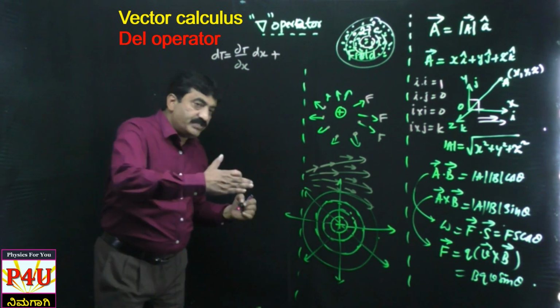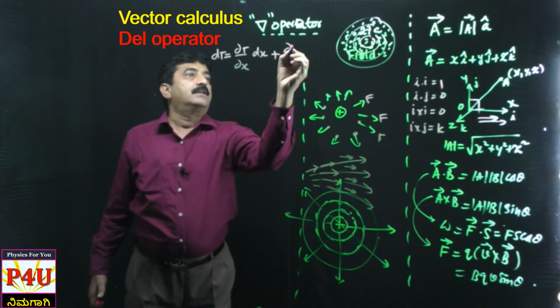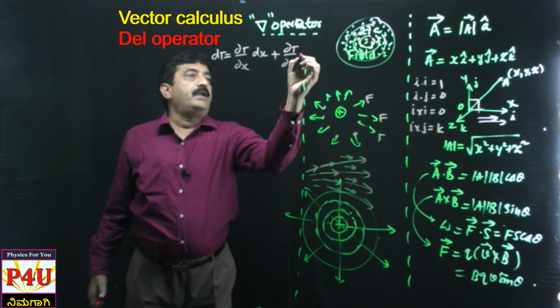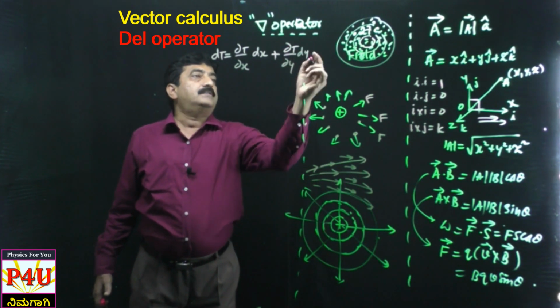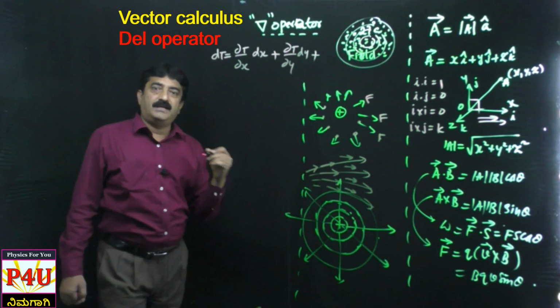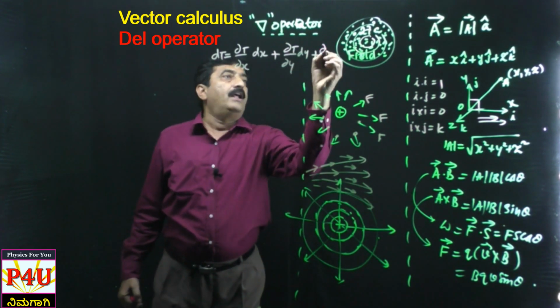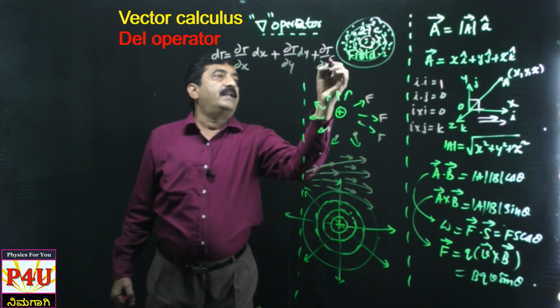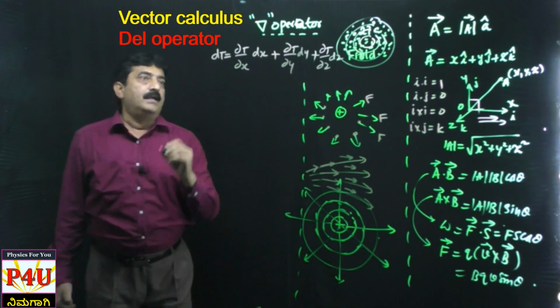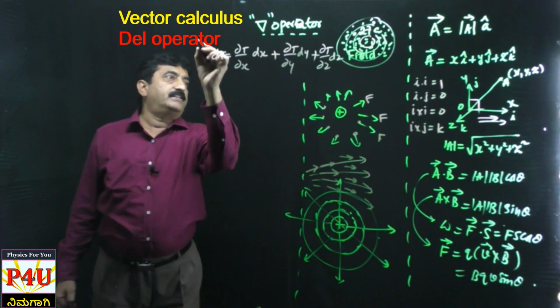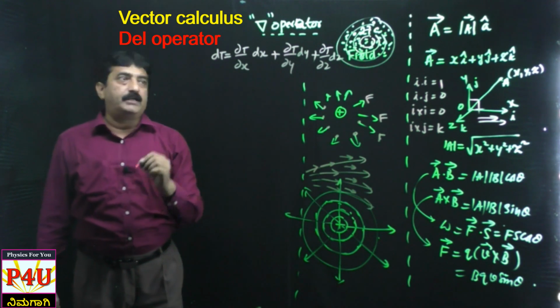Plus changes along y-axis, that is dou T by dou y into dy, plus now I think you can guess the third term. Yes, you are correct. Dou T by dou z into dz. Correct? Well, this is dT. This is the total variation of the temperature.